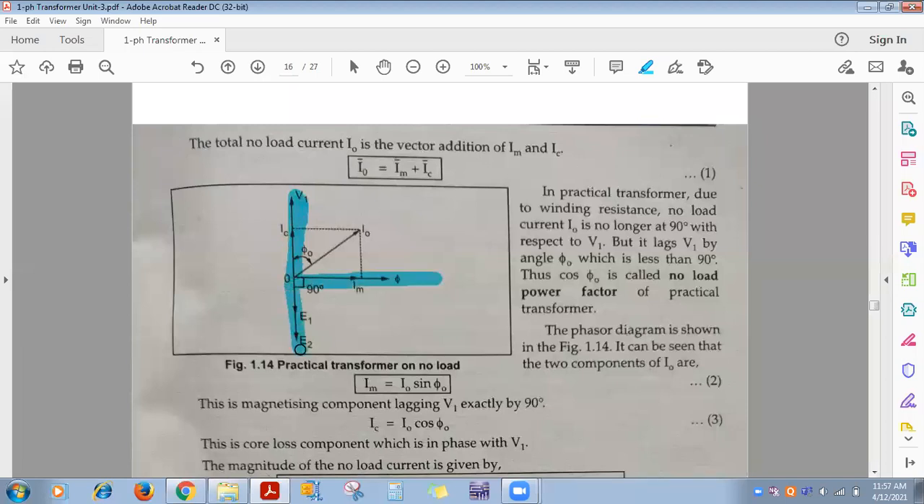E1 and E2, I told you, as per Lenz's law, it will oppose the cause producing it. That's why all of you can see it is in opposite direction with V1. The phasor diagram is not there in your syllabus. Still, we have seen the IM formula, IM is equal to I0 sine phi 0, so how does it come? That's why I'm explaining the phasor diagram.